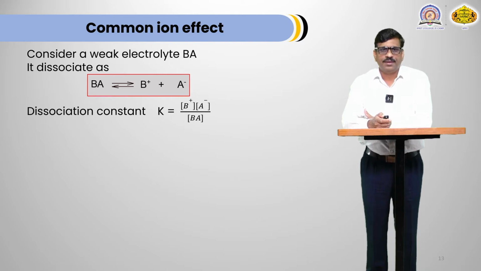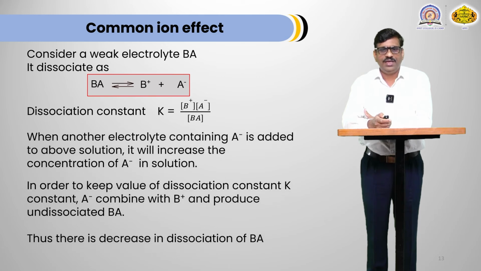Now let's see. Consider a weak electrolyte BA. It dissociates as B+ and A-. The dissociation constant of this salt can be written as K is equal to concentration of B+ times concentration of A- divided by concentration of BA. When another electrolyte containing A- is added to the above solution, it will increase the concentration of A- in solution.